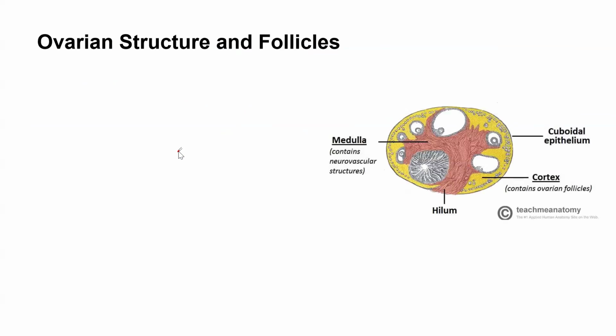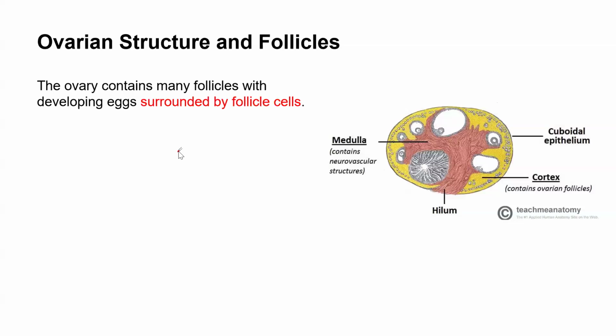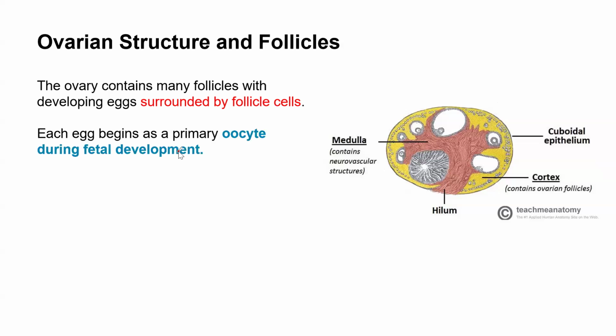So now, ovarian structure and follicles. This is the structure of the ovarian follicles. The ovary usually contains many follicles with developing eggs surrounded by follicle cells. So follicle cells surround the eggs. We have follicle cells which contain follicles, and the follicles contain different eggs.